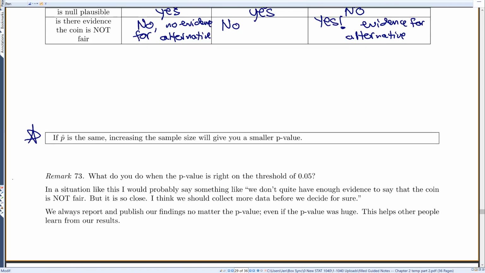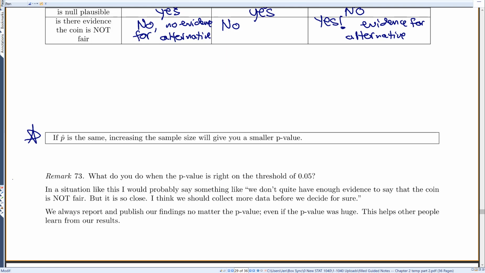Okay. Oh, and I put in this remark. So what do you do when the p-value is right at the threshold 0.05? In a situation like this, I'd probably say something like, we don't have quite enough evidence to say that the coin is not fair, but it's still close. I think we should collect more data before we decide for sure. And very important, we always report and publish our findings, no matter the p-value, even if the p-value is huge. This helps other people learn from our results.